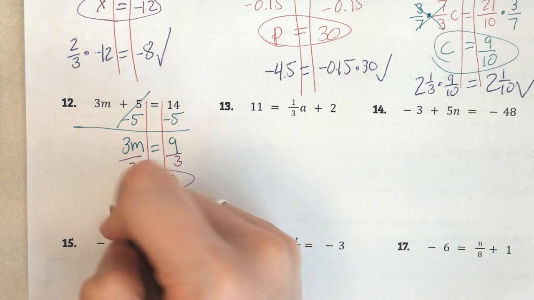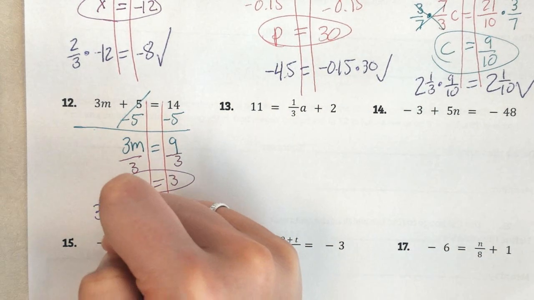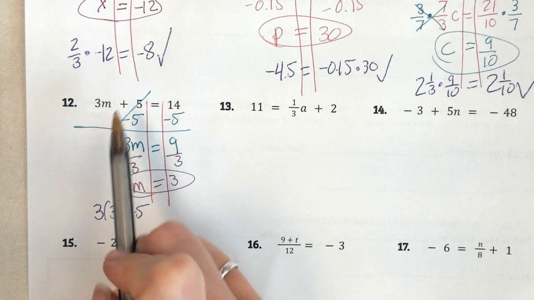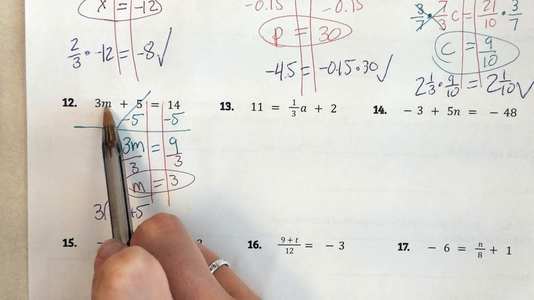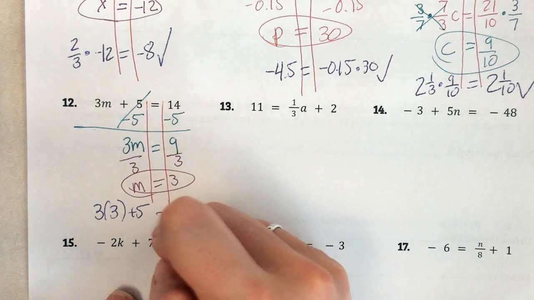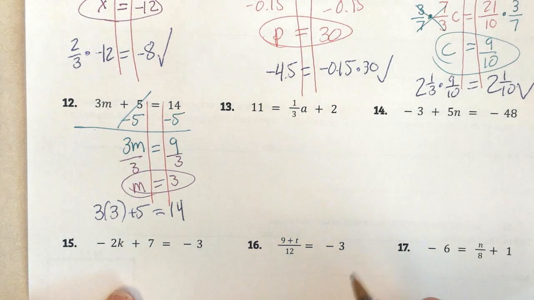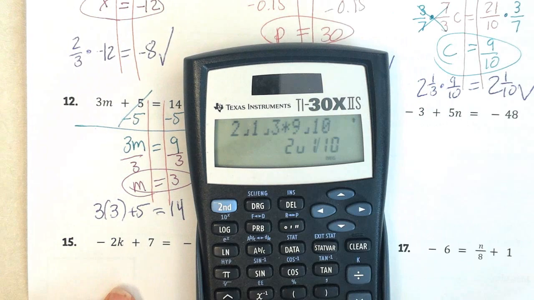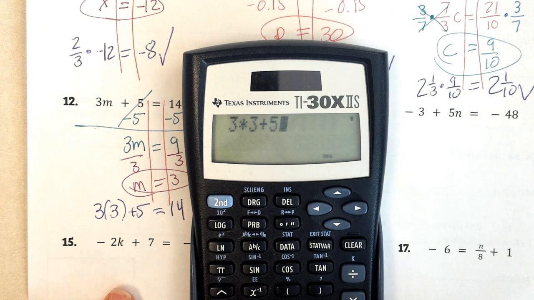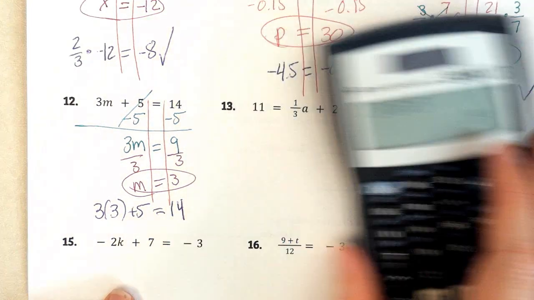When I would go to check, 3 times 3 plus 5, I'm just following straight along here, but instead of m, I'm writing in that number, equals 14. So let's try it. 3 times 3 plus 5 equals 14. So that is the correct answer.